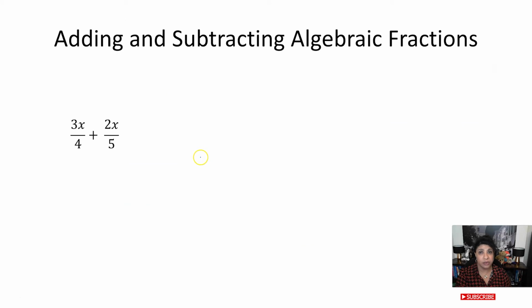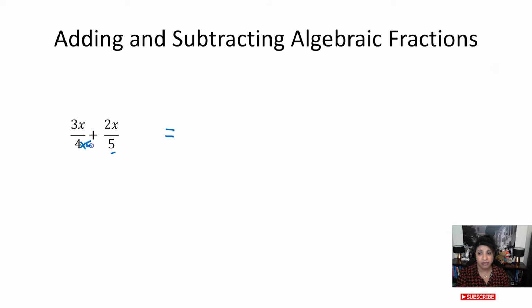So now we're going to add two algebraic fractions. What do we need to do? When we add fractions or subtract fractions, what needs to happen? Well, the denominator must be the same. At the moment, I have 4 here and 5 over here. How can I make them the same? Well, you try to find the lowest common multiple of 4 and 5, and that is 20.